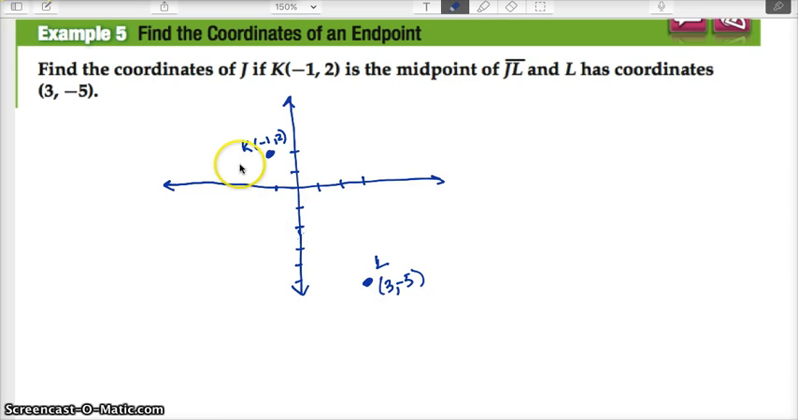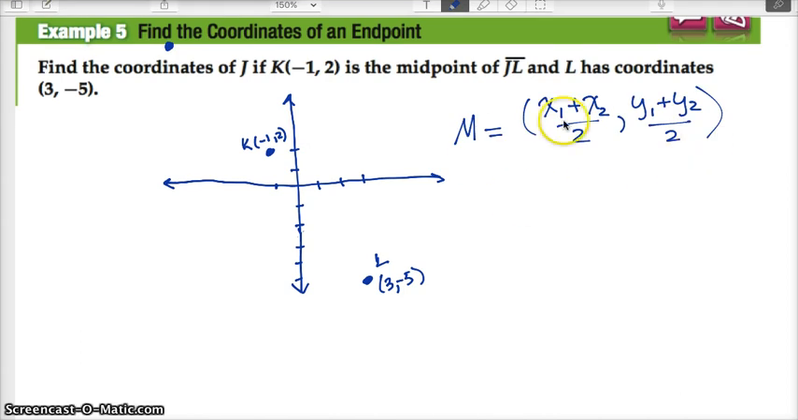So here's our situation graphed a little bit. We've got L down here, K up here, which is the midpoint, and I guess J would be somewhere back here. And so using the actual coordinate pairs would be the best way to do it. What do I mean? Well, let's use our midpoint formula.